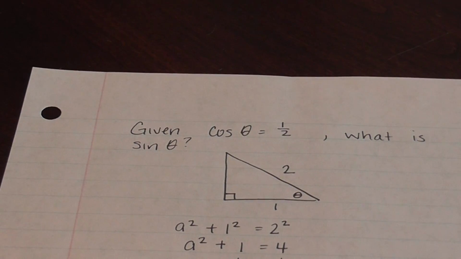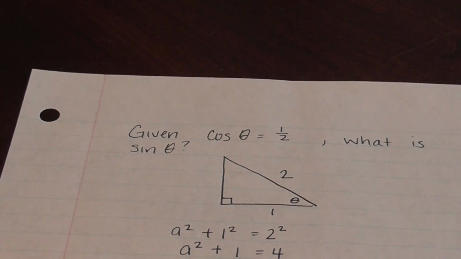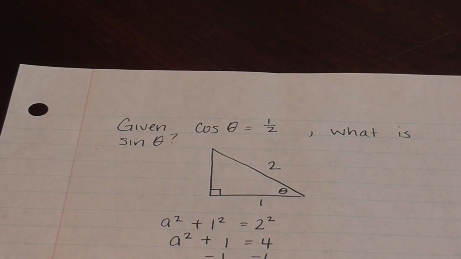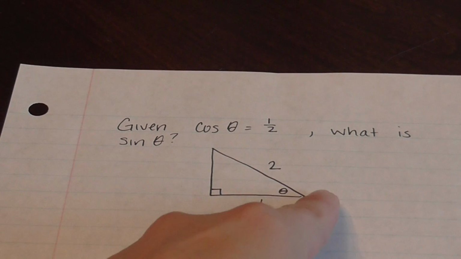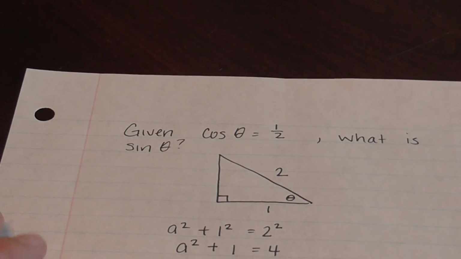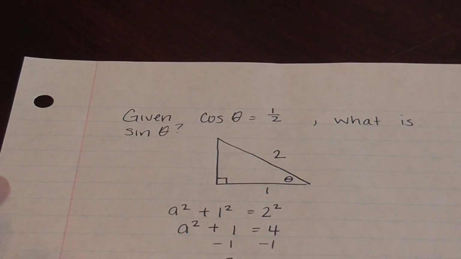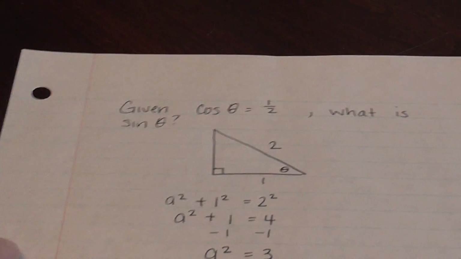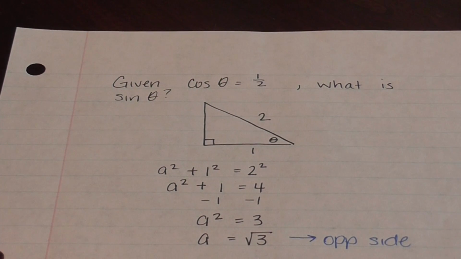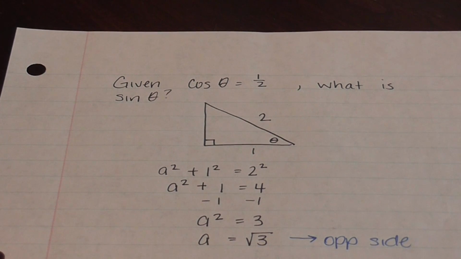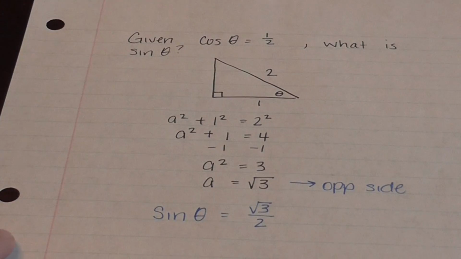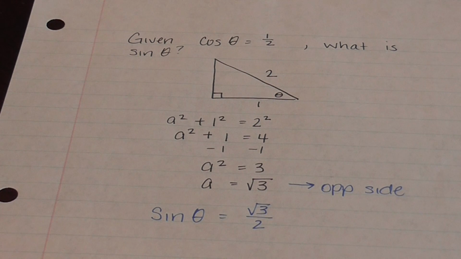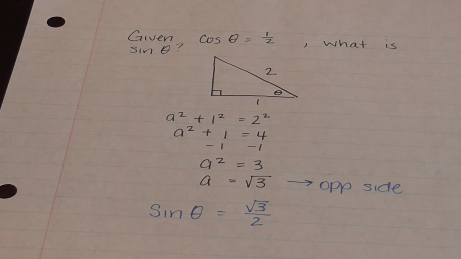Last one, given cosine of theta is 1/2, what is sine of theta? Same thing. I'm going to draw a triangle, label my theta, label my adjacent and hypotenuse, because cosine is adjacent over hypotenuse. Use the Pythagorean theorem. A squared plus 1 squared equals 2 squared. A squared plus 1 equals 4. Subtract 1 from both sides. Take the square root. A equals the square root of 3. That is the opposite side. Sine is opposite over hypotenuse, so square root of 3 over 2. And that's the one last thing.